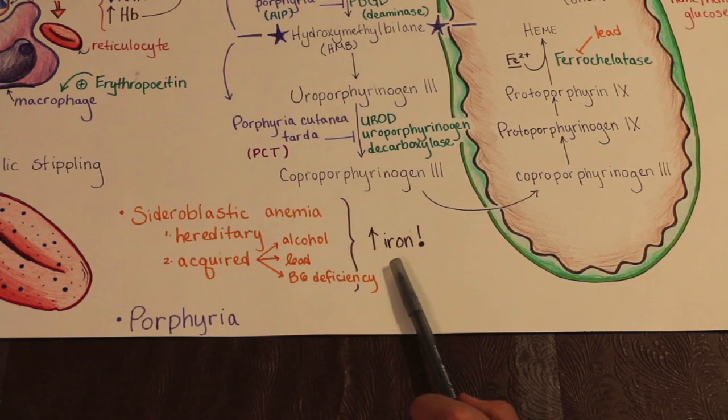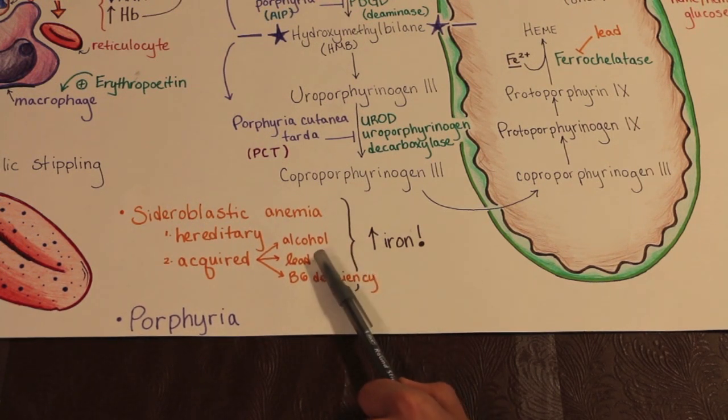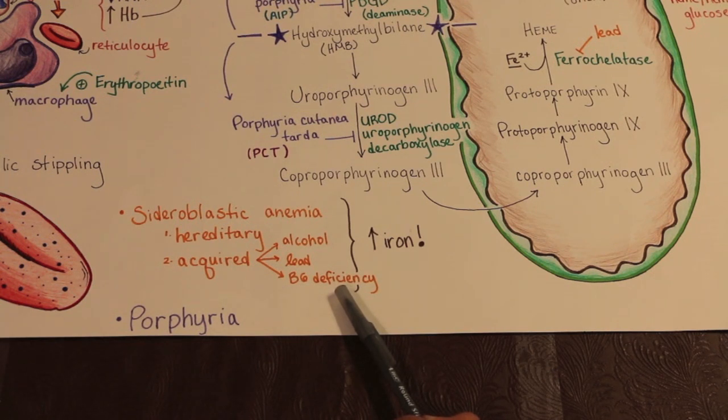And the key that you really need to remember is that they do not have an iron deficiency. Any time that your ferritin stores are high, your total iron binding capacity will be low. So these patients have high iron, and the deficiency of iron is not the cause of their anemia. It's something like alcohol, it's X-linked, it could be B6, or it could be due to lead poisoning.